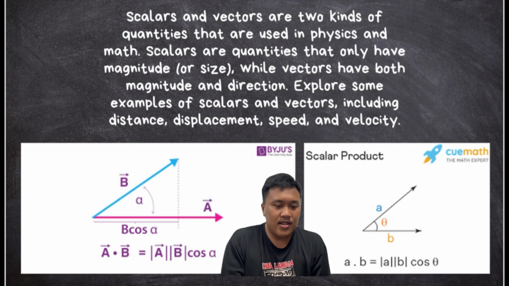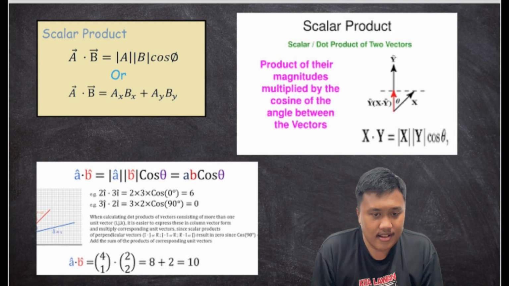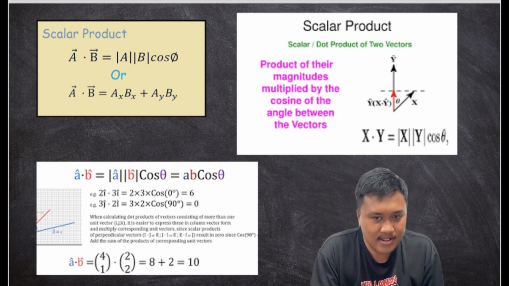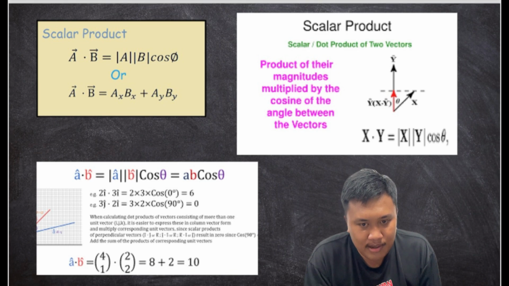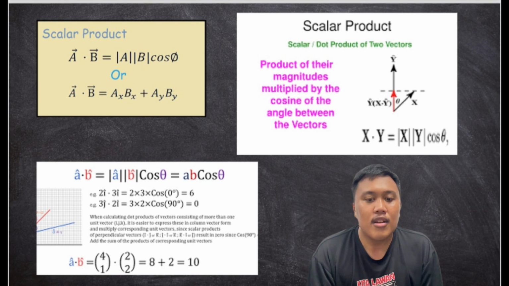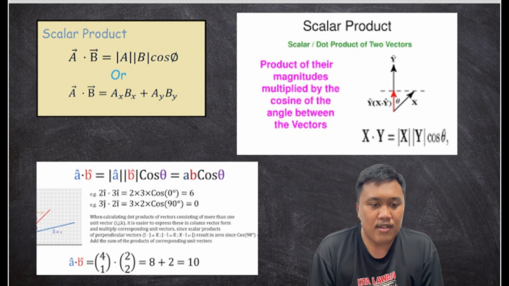And you can see in this picture, all this is the formula of the scalar. The scalar product is the product of magnitudes multiplied by the cosine of the angle between the vectors.